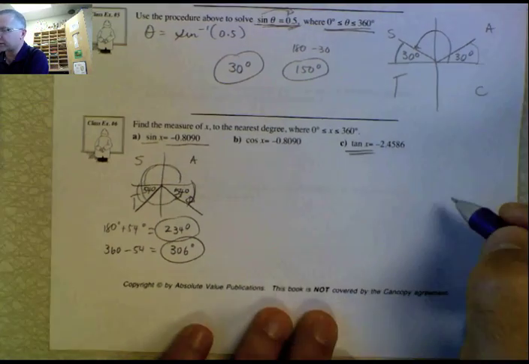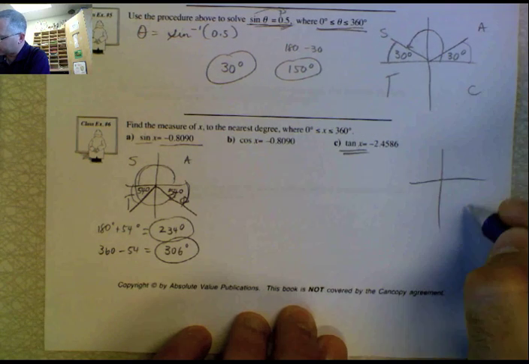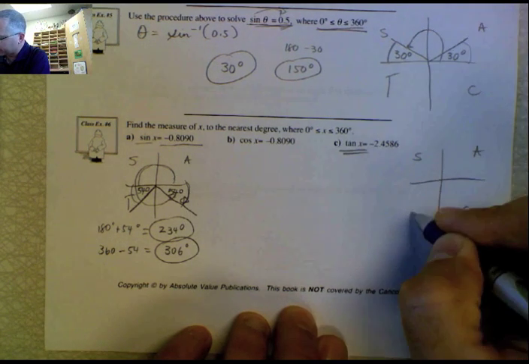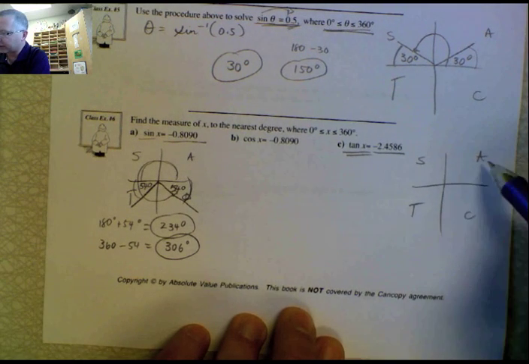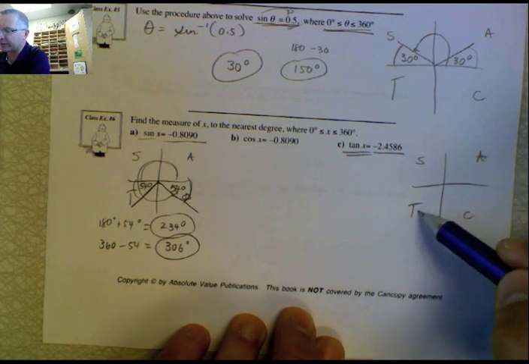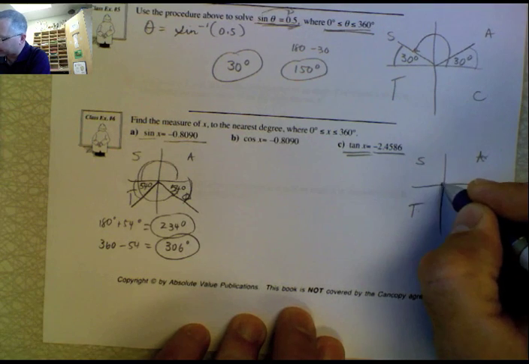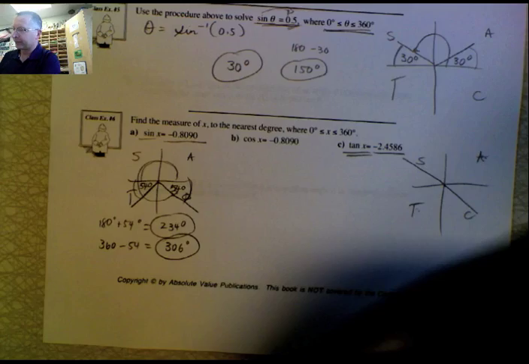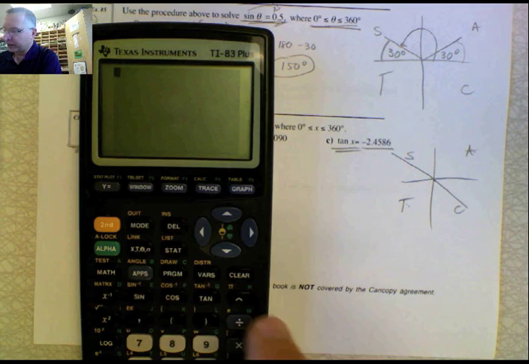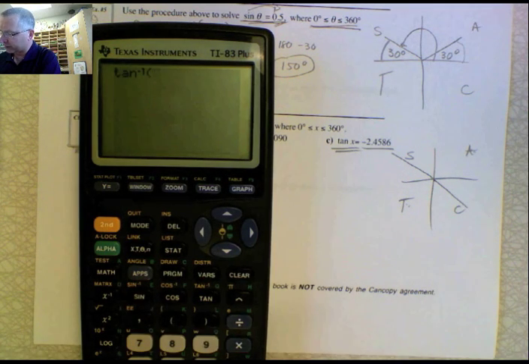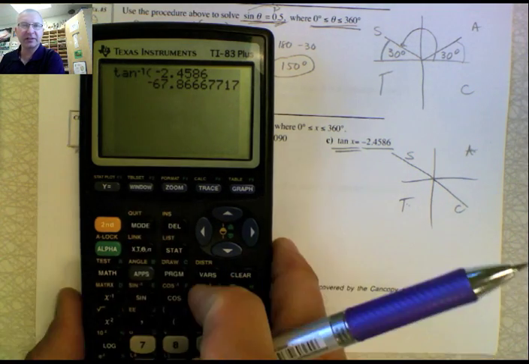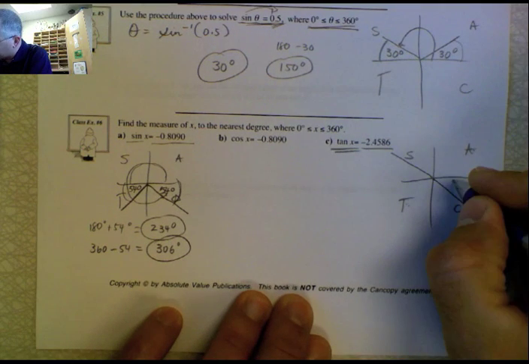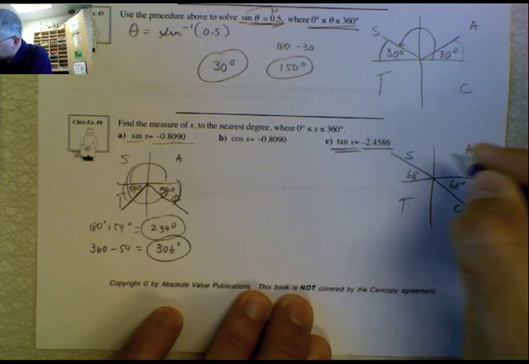Now we're going to look at a tangent example. Again, draw your coordinate axis, put in cast. Tangent is negative. The decimal's negative here. Well, tangent's positive in quadrant 1 and 3, so tangent's negative in 2 and 4. We take our calculator, we go the inverse of tangent of negative 2.4586. It tells us our reference angle to the nearest degree is 68 degrees. So this is 68 and that's 68.